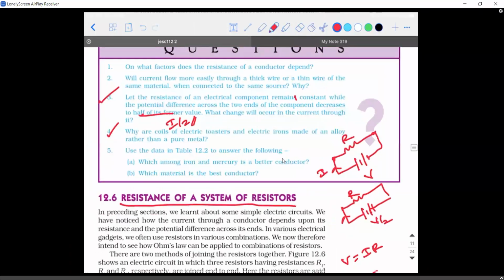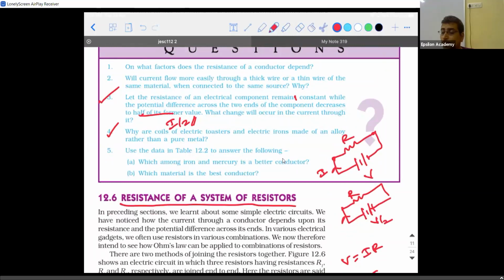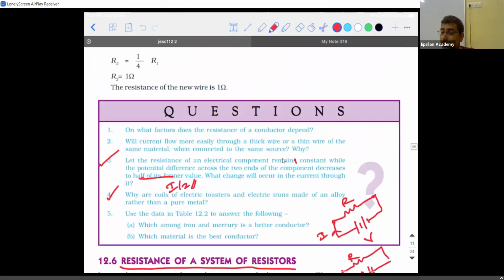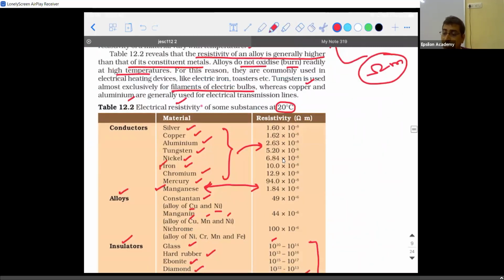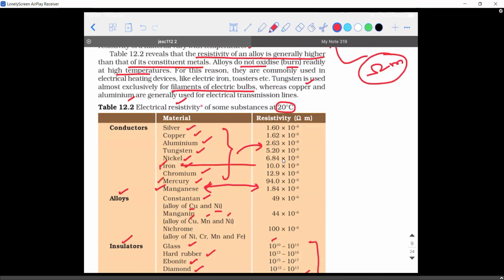Last question. Using the data in table 12.2, answer the following: which among iron and mercury is a better conductor? Sir, iron. Iron's resistivity is 10 into 10 power minus 8.